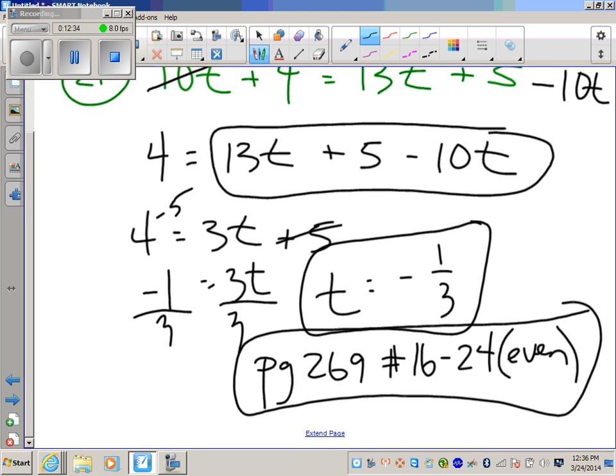Okay, it doesn't seem like a whole lot of work, a lot of problems, but there's a couple on there that could possibly take you a couple minutes to do. So 269, 16, and 24 even. I think that works out to like 4 problems. Okay.